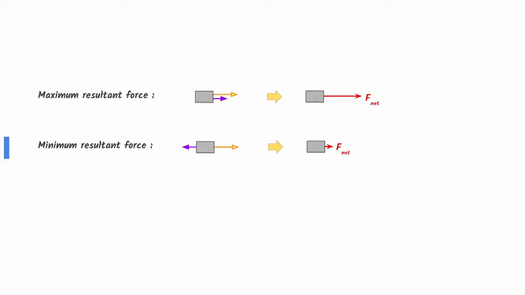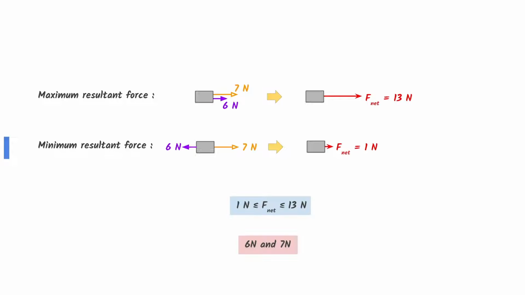Maximum resultant force can be found when both forces point in the same direction. Minimum resultant force can be found when the forces point in opposite directions. 6 newtons and 7 newtons of forces can produce a maximum resultant force of 13 newtons and a minimum resultant force of 1 newton. 12 newtons lies in between these values, therefore the answer is 6 and 7 newtons.